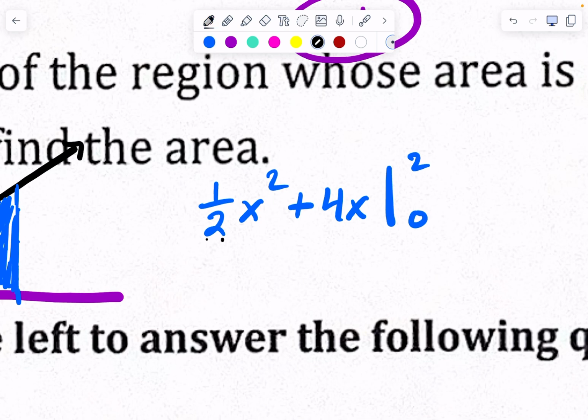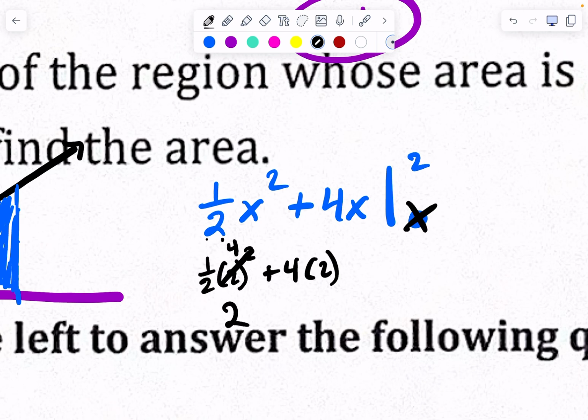And the really nice thing is the 0 goes away. We don't need it, right? Because it's going to go away. So one half times 2 squared plus just 4 times 2. Yep, 2 squared is 4, and half of 4 is 2. So 2 plus 8 is 10. These left endpoints of 4 rectangles: the area is 10.